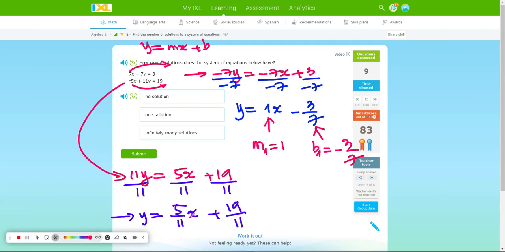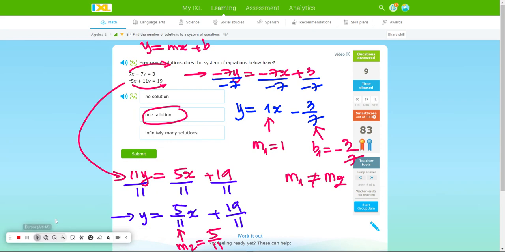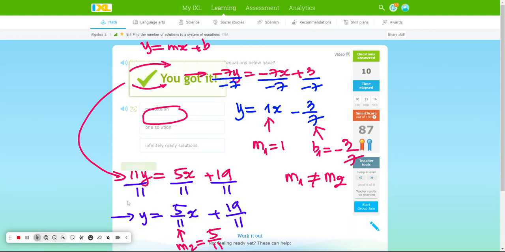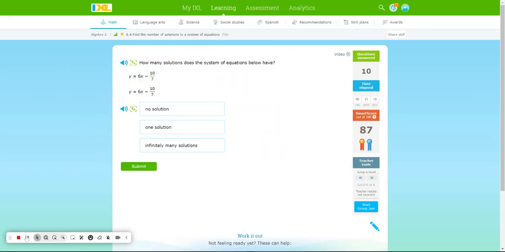So you can see on the second line the slope m2 is 5 over 11, which is not the same as the slope m1. So m1 and m2 are not the same. As soon as you have two slopes that are not the same, the two lines will intersect each other at one point. So I choose the answer "one solution" and then I'm done. I click on it first and then I submit. I'm done.